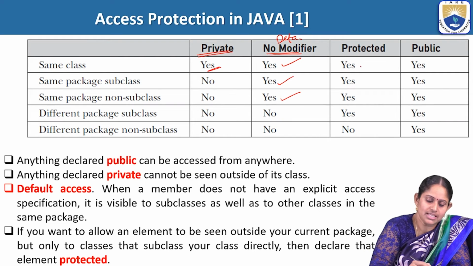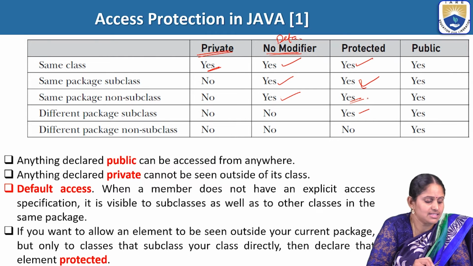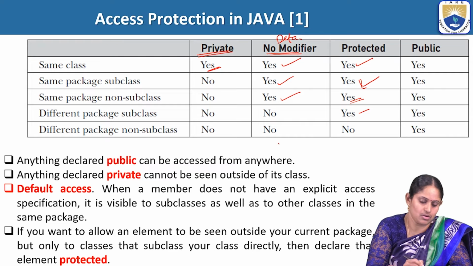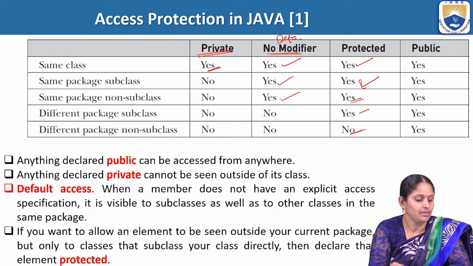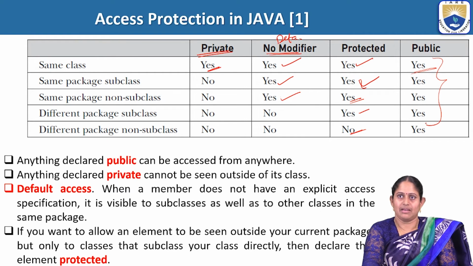Now, if it is protected, it can be accessed within the class, and it can be accessed by a subclass which is present inside or outside the package, and it can be accessed by a same package non-subclass also. But it cannot be accessed by a non-subclass which is outside the package. And if that member is public, then it can be accessed anywhere.